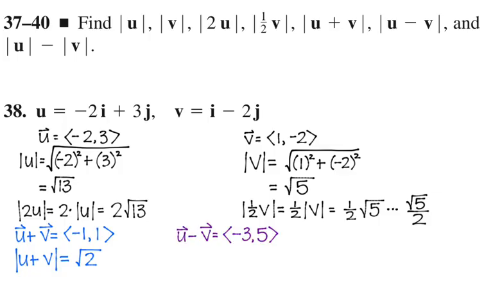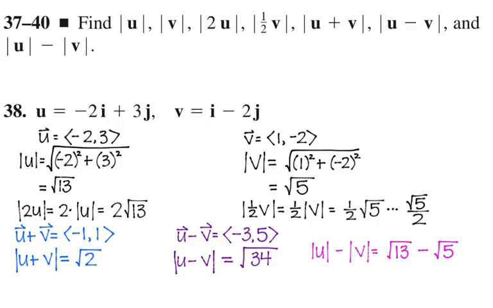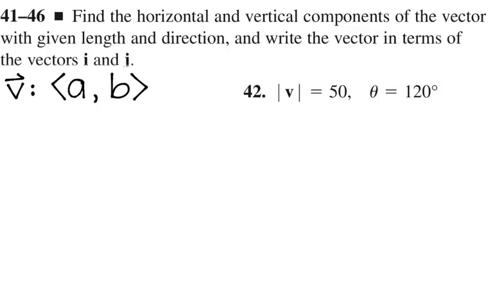We're going to subtract our 2 vectors first to find our component, and then we're going to find the magnitude, which is negative 3 squared plus 5 squared, take the square root. So when we subtract the 2 vectors and then find the magnitude of that, we get square root of 34. But when we say subtract the 2 magnitudes, well, we have those magnitudes, root 13 and root 5, and we get root 13 minus root 5. And this is not the same thing as the square root of 34.